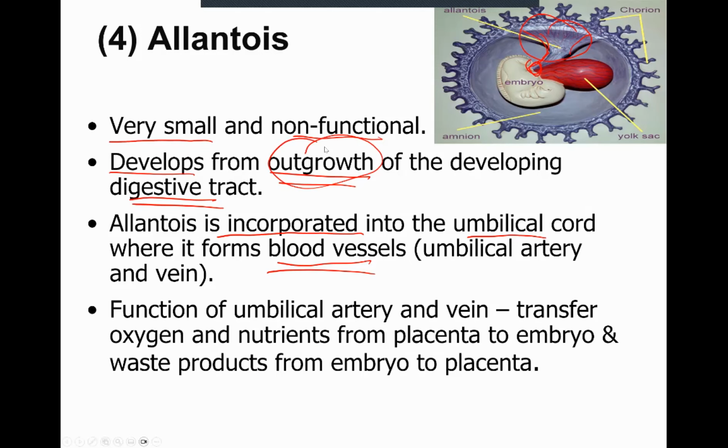Okay, alright. Function of umbilical artery and vein, right? So the function of umbilical artery and vein is to transfer oxygen and nutrient from the placenta to embryo and waste from the embryo to placenta. That's why you can see that somehow allantois is related to chorion or related to the placenta. Okay. Right.